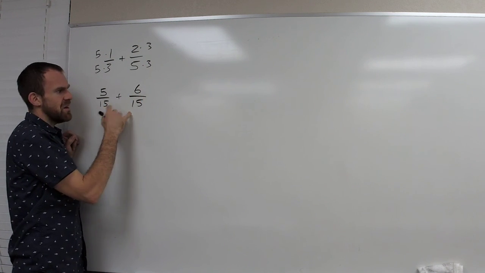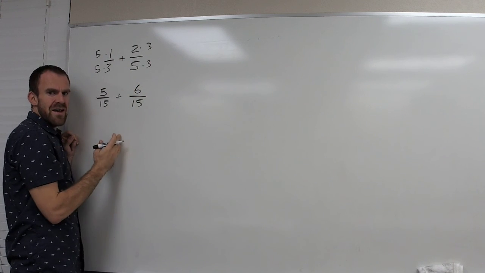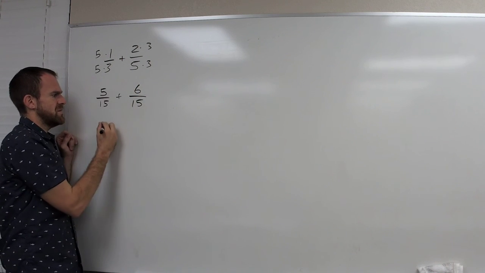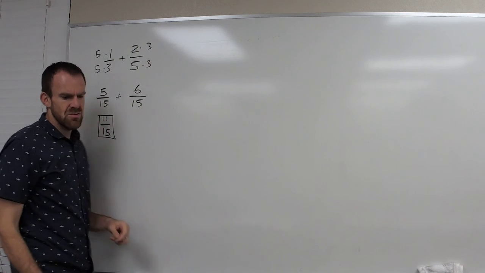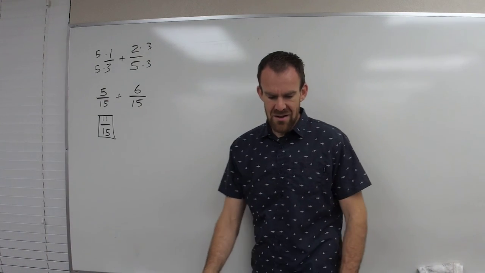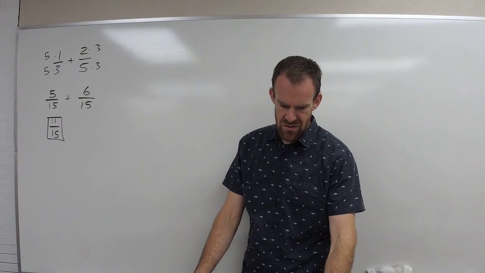Now I have the same denominator, I can add. Notice that I'm lining everything up so I can see what I'm doing. 5 plus 6 is 11 over 15. Box or circle your answer and you're all set. Let's try another one. Moving over here.